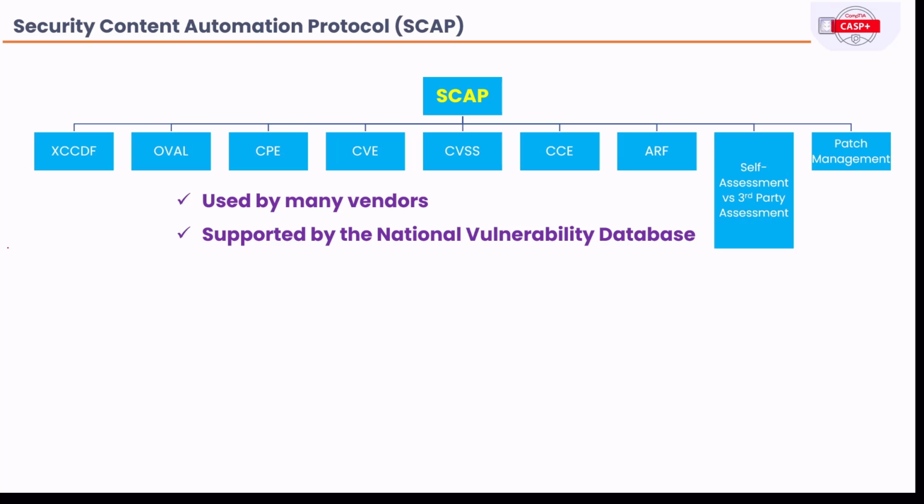Many vendors in the sector use SCAP, which is an open standard that supports a standard security reporting language. It is supported by the National Vulnerability Database, or NVD, which is an organization that receives funding from the US government and creates content that can be accessed by SCAP scanners. It meets the requirements of FISMA, the Federal Information Security Management Act, and is widely used by US government agencies such as the DoD, or Department of Defense.